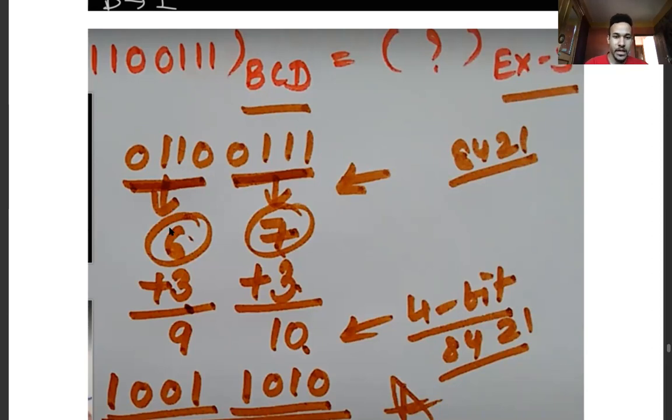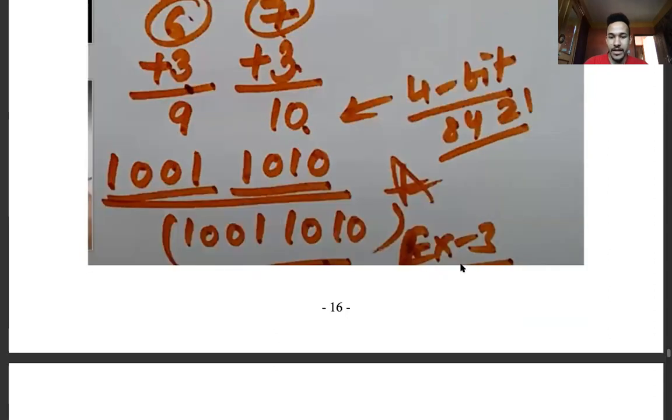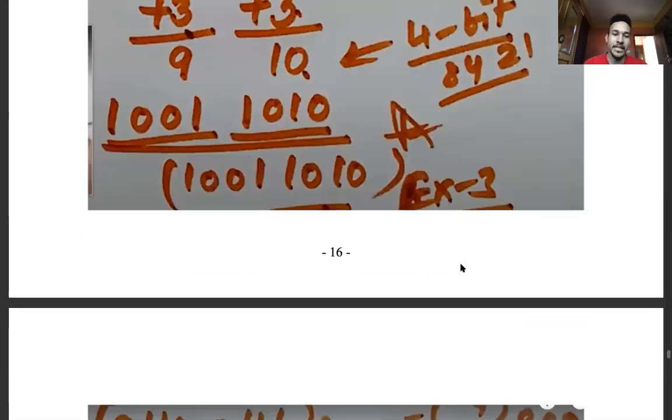Now in Excess-3, what we have to do is simply add 3 to each digit. Now this becomes 9 and this becomes 10, right? And generally we don't write it as 10, we write it as A actually. The corresponding binary bits of 9 is 1001 and A is 1010. Combining it, we get the final answer, converting it finally to Excess-3 from BCD.